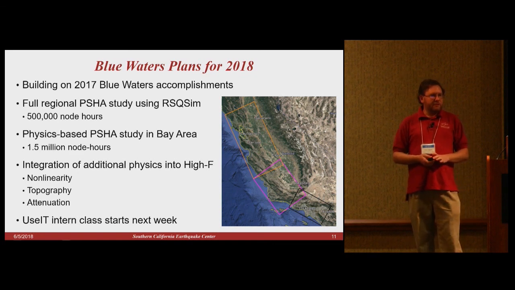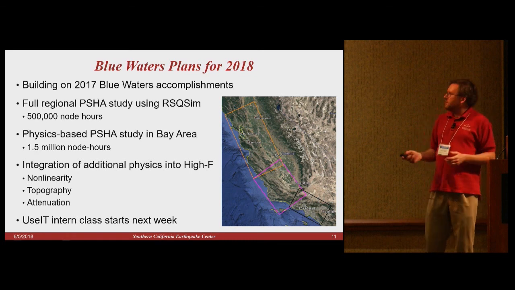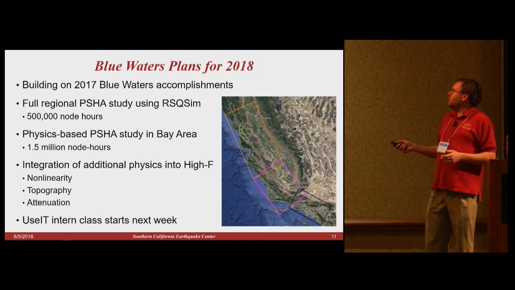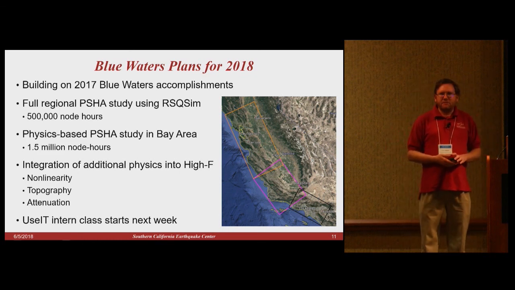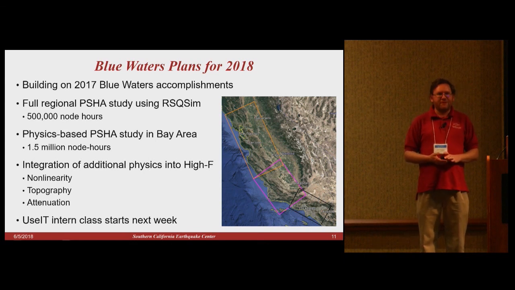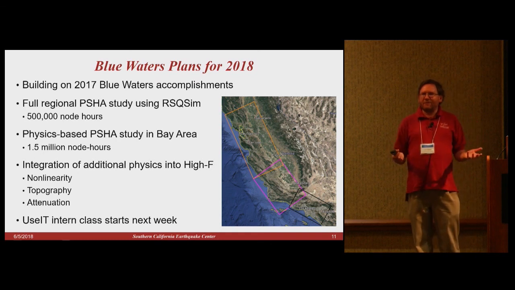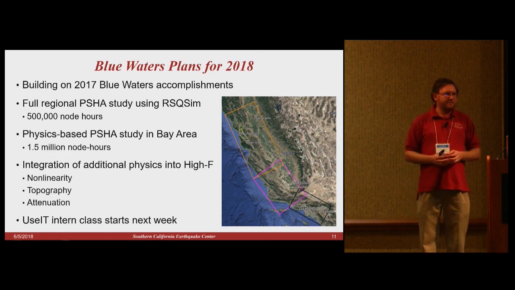A second thing that we're queuing up to do right now, hoping to start in the next week or two, is a PSHA study in the area. This entire orange box up here will be the largest one we've ever done to date. The estimate there will be something like 1.5 million node hours on Blue Waters. We'll try to get through those in probably no more than 4 weeks. These are fairly large campaigns. Without access to Blue Waters, it would be very difficult to do these kinds of calculations.